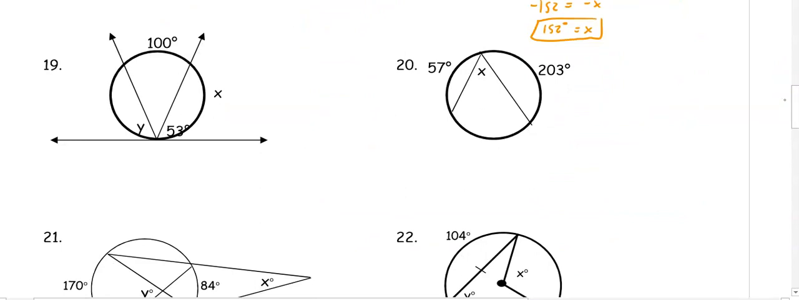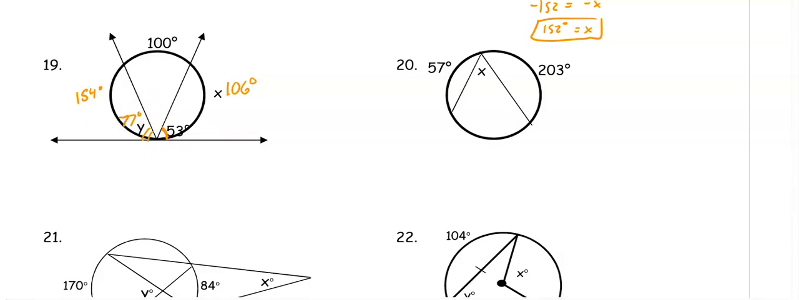In 19, to solve for x, because 53 is an inscribed angle, we would double it. So 53 times 2 to get 106. Then in our circle, we know that one arc is 106 and one arc is 100. So we can subtract from 360 to get the last arc is 154 degrees. Again, y is an inscribed angle, so we would take half of that arc. So y is 77 degrees.